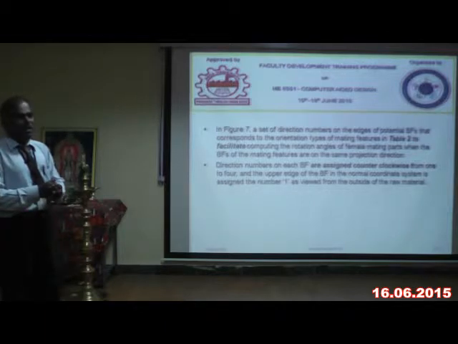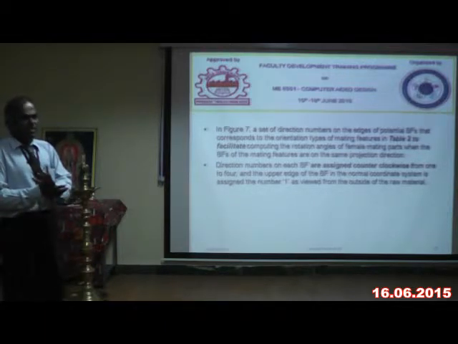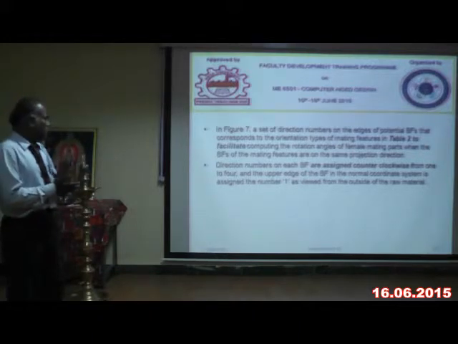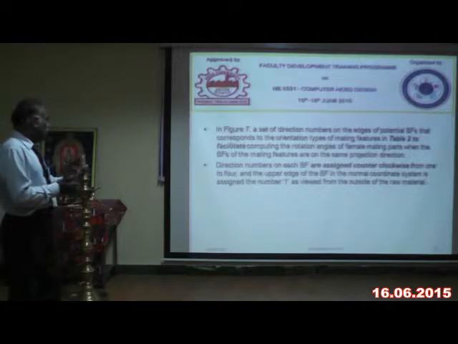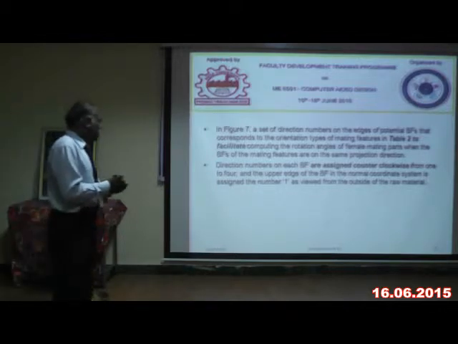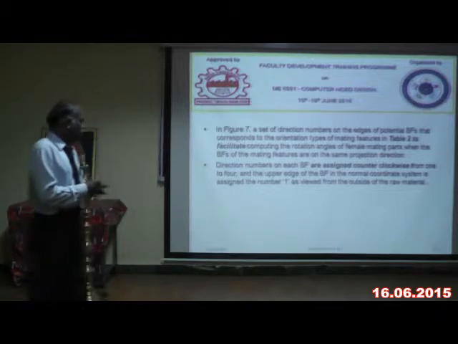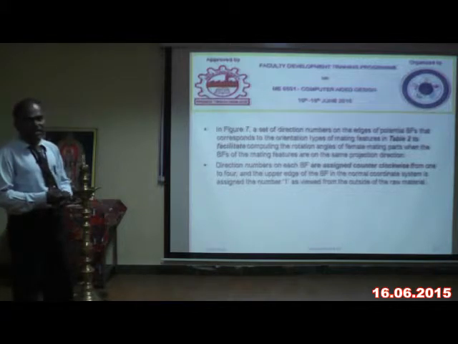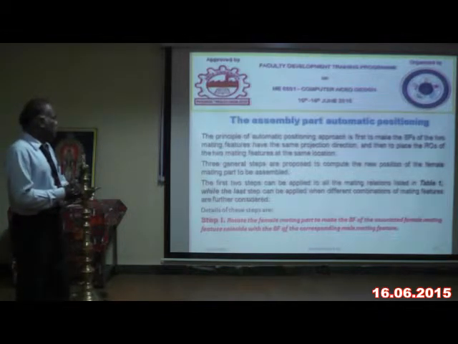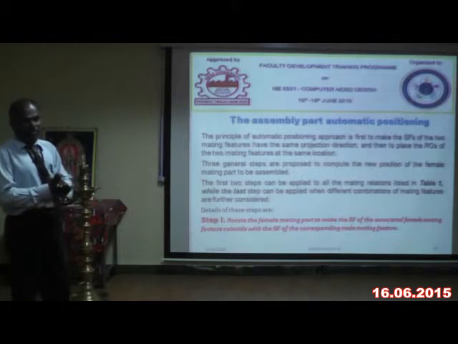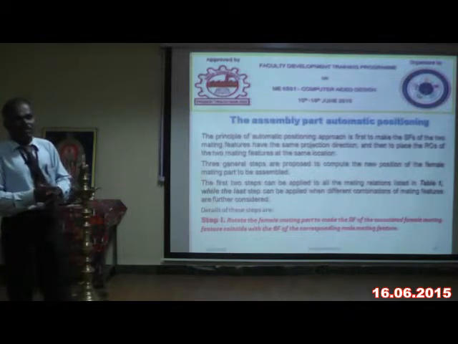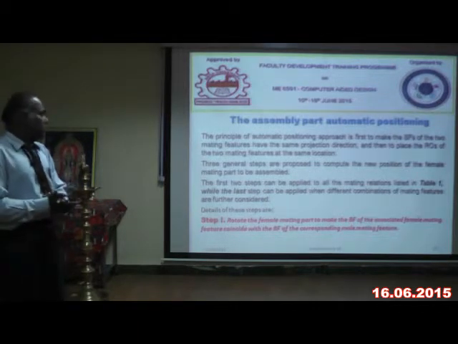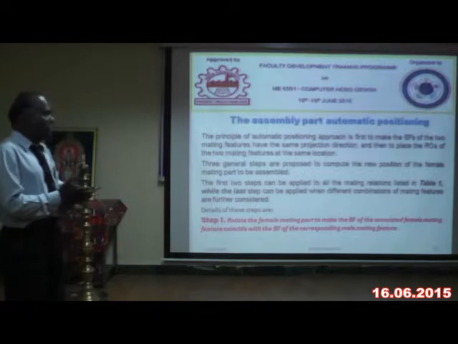Already we told that all the transformation takes place in the counterclockwise direction. Also here, from 1 to 4, the upper edges boundary phase in the normal coordination system is assigned number 1, viewed from the outside of the raw materials. The assembly part, these are some issues. Now we are seeing the 3 issues of the geometrical features. Now we are going to positioning and orientation, the automatic positions.